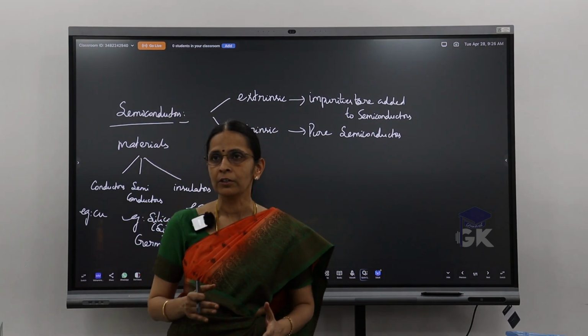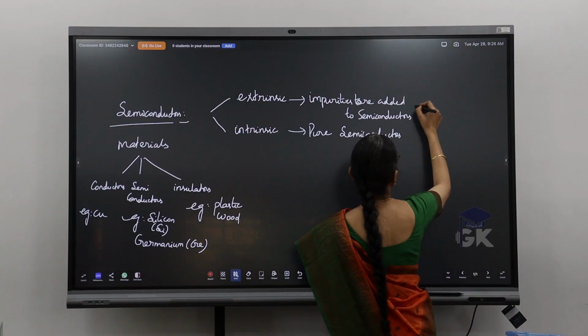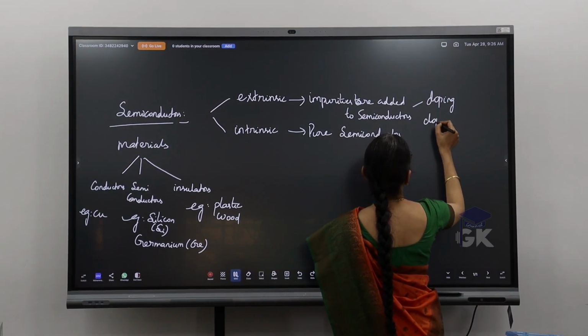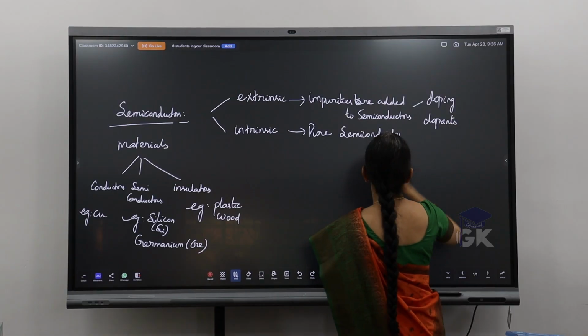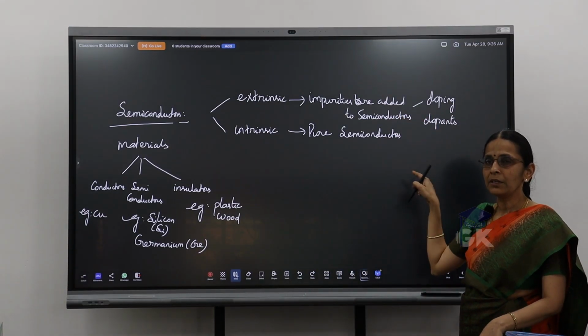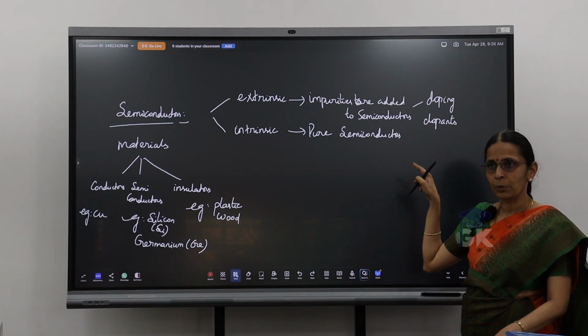I think you would have heard these terms. Doping, and the impurities are called the dopants. So the process of adding impurities is doping. The impurities that are added are called the dopants.